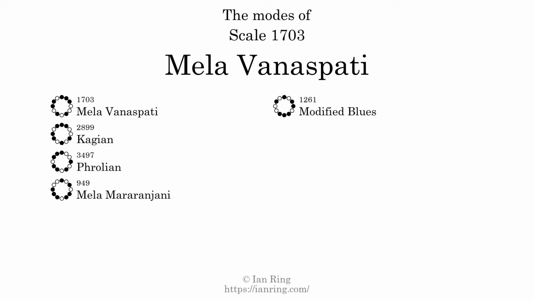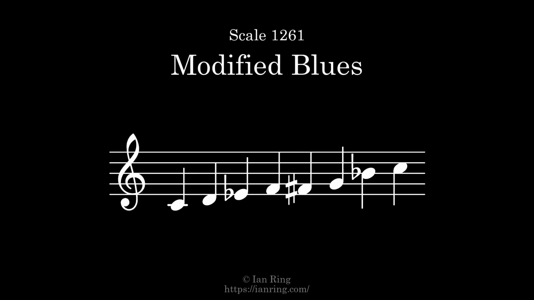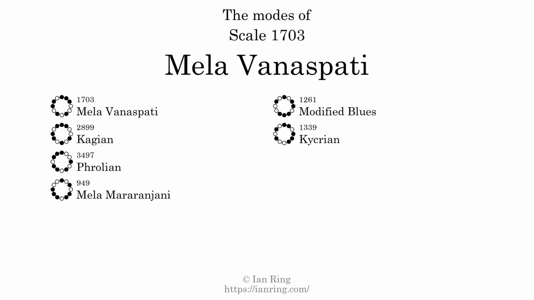The fifth mode is scale 1261, also known as modified blues. It sounds like this. The sixth mode is scale 1339, also known as Kykrian. It sounds like this.